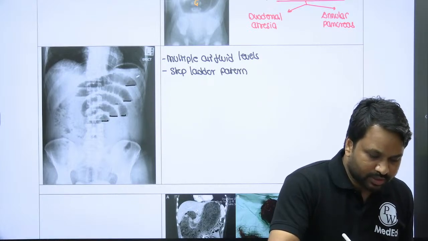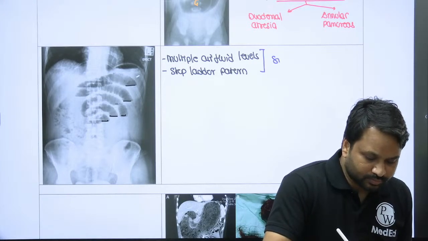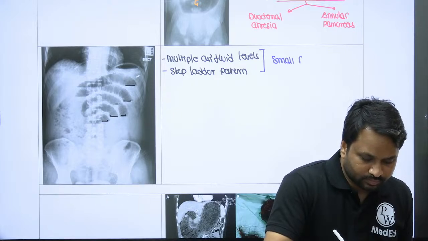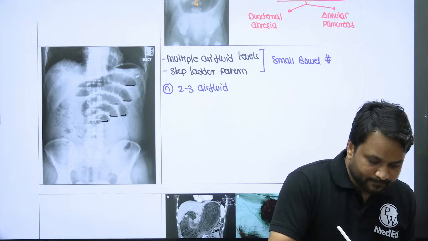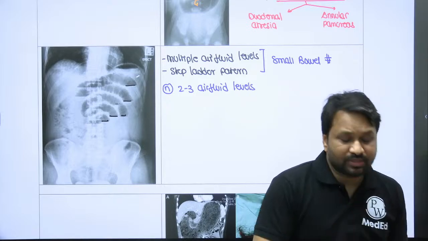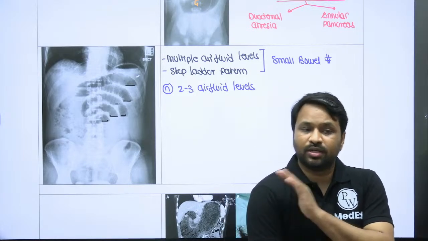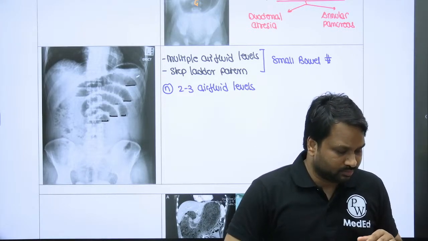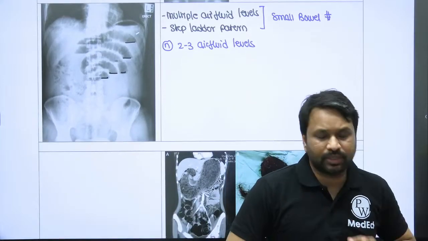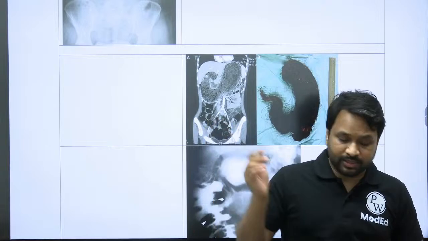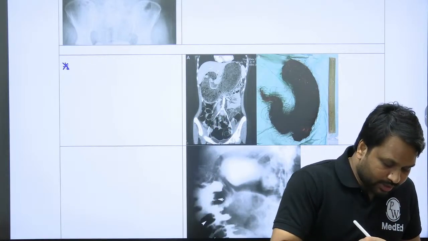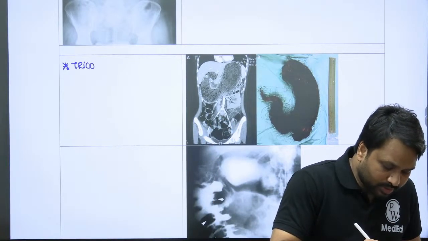Now these indicate small bowel obstruction. Remember, normally there are 2 to 3 air fluid levels. If there are more than 3 air fluid levels, then it is associated with small bowel obstruction. Now here you can see hair in the stomach, and this is what we call a trichobezoar.